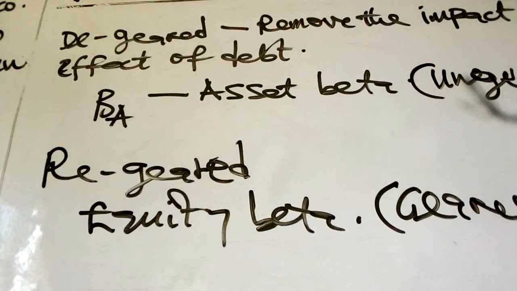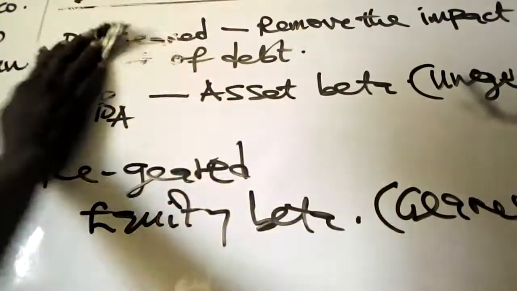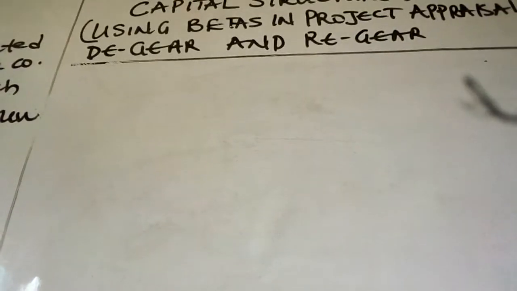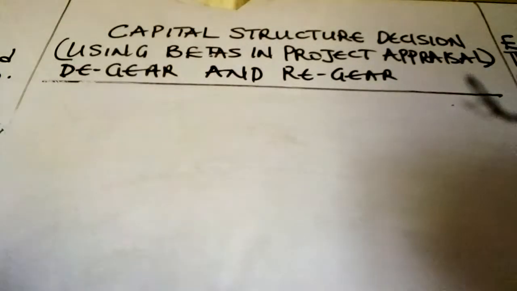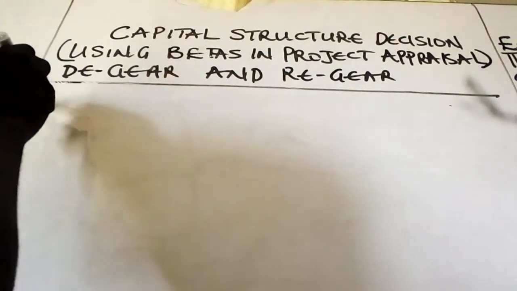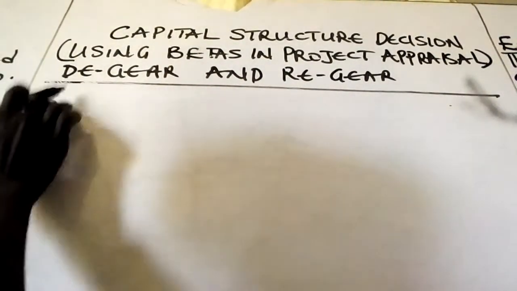Now, how do you decide the appropriate beta to use when estimating the cost of capital? How do you decide the appropriate beta to use in estimating your WACC, or your weighted average cost of capital? You will use your WACC in evaluating the project. Now remember, I want you to take note of this.